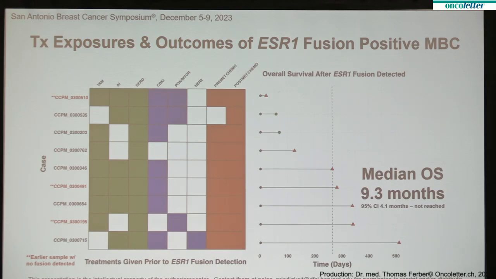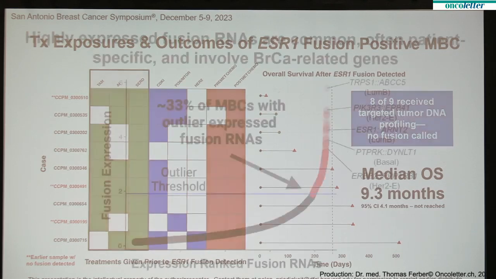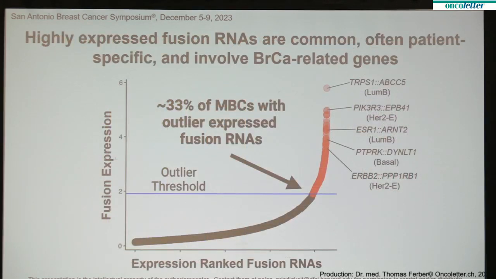And the median overall survival after the fusion was detected was 9.3 months, with only 1 patient surviving longer than a year, although this cohort is very small to make conclusive prognostic inferences. And lastly, probably one of the most important, is that 8 of 9 of these patients received targeted tumor profiling at the DNA level, and no fusion was called, so really suggesting that we need to think about the right technologies in order to detect these.